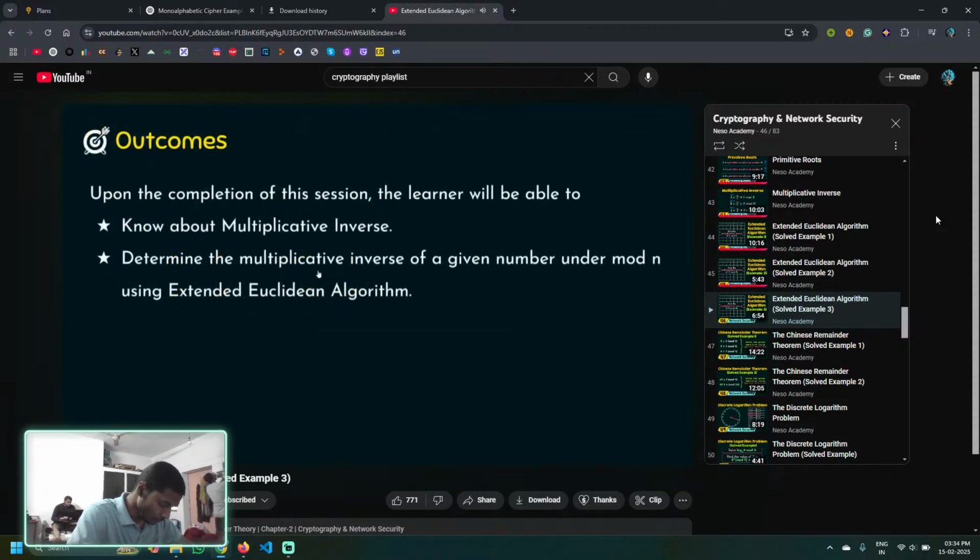And that's it guys. I hope now you understood multiplicative inverse, and we also know how to find the multiplicative inverse of a given number which is having mod n using the extended Euclidean algorithm.